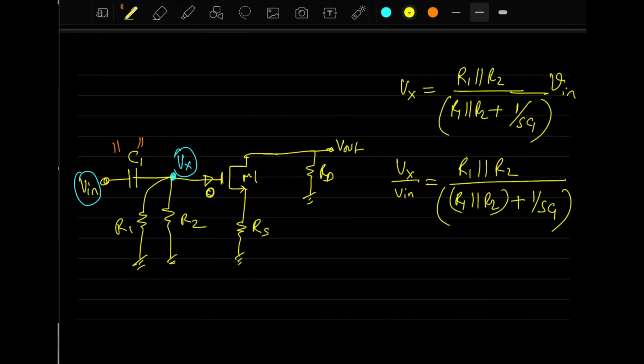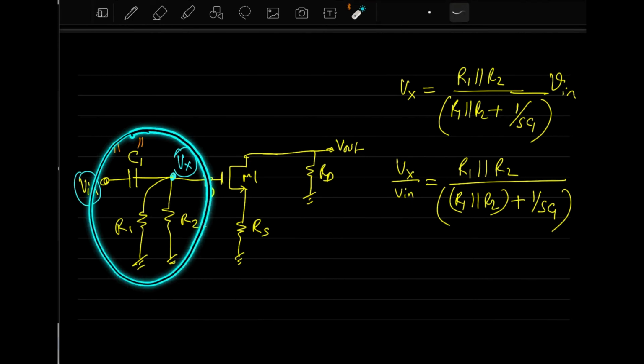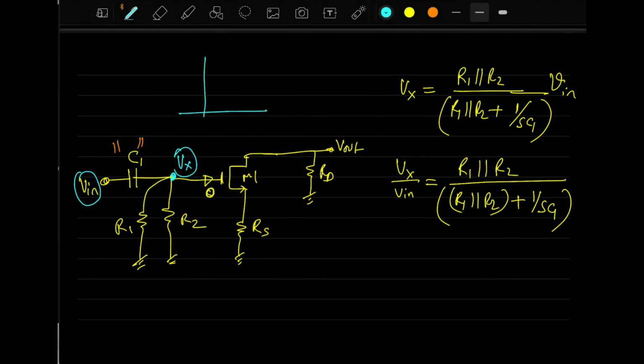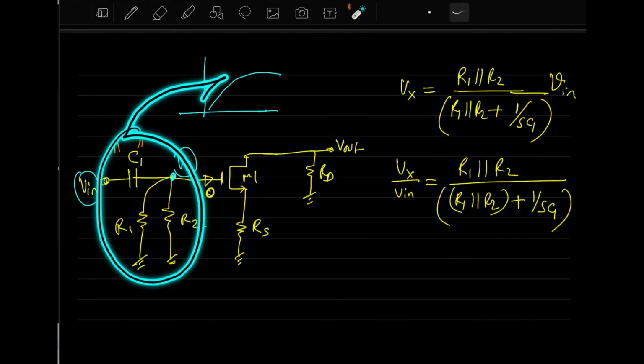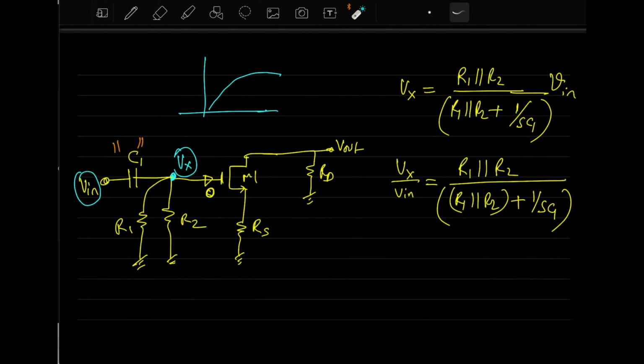And one thing to note is, again, this part is basically responsible for reducing the gain at low frequencies. If you remember, this particular topology has a frequency response which looks like this. So this particular architecture is responsible for this fall in the gain. So this is Vx by Vin, which is given over here. Now our next target is to calculate Vout by Vx. Vout by Vx is very simple.